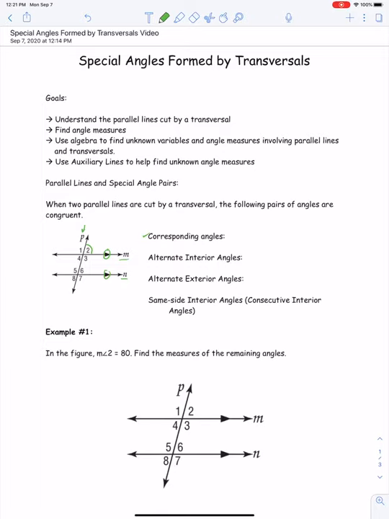So I want to go down to line N and I want to find an angle that sits on top of N and to the right of the transversal. And that angle is 6. So we know that angle 2 and angle 6 are corresponding angles. Okay? So why don't you pause the video now and see if you can find the other angles that are corresponding.